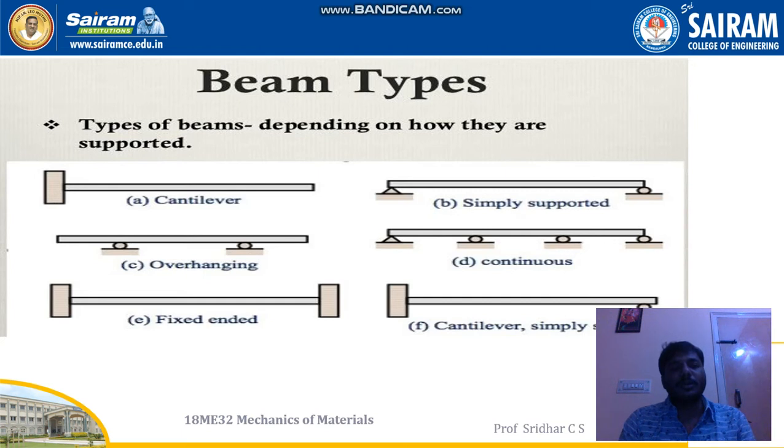So in order to support the columns, or to take the equally distributed load, we're going to use beams. The beams depend upon the support, and mainly there are different types of beams. Even beams take load, like columns, which take the load of an entire roof, building, or structure.